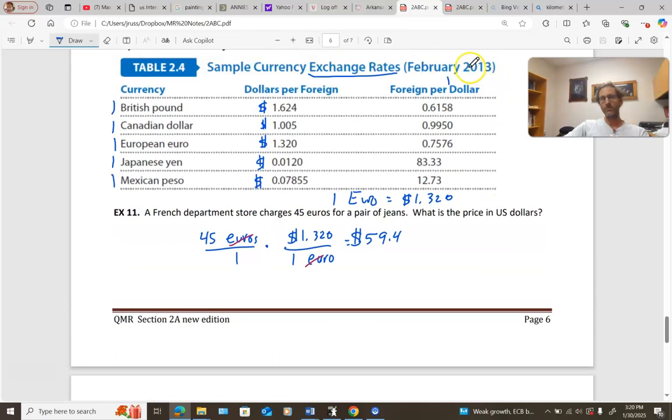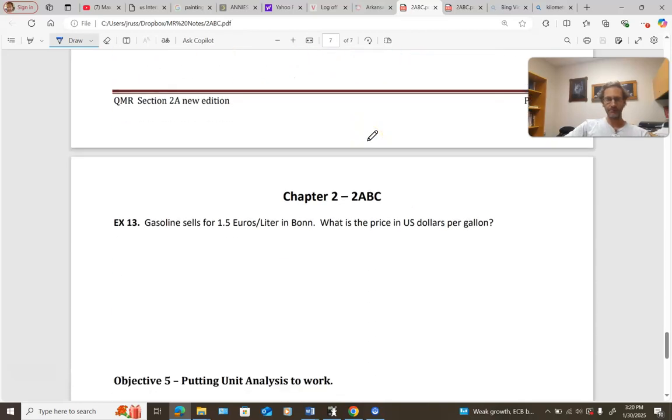And you can see this is rather old. This is from 2013. Like I said, these change constantly. In fact, a lot of people buy and sell currencies. All right, let's look at example 13.